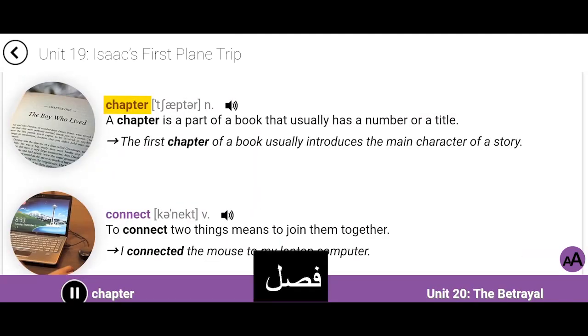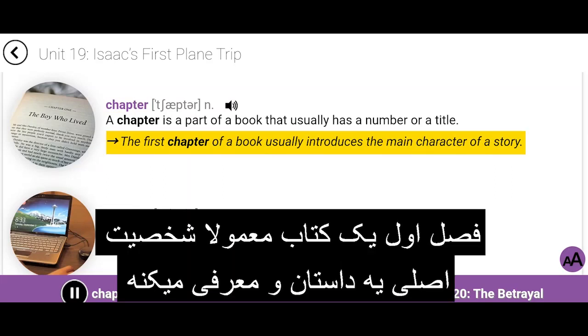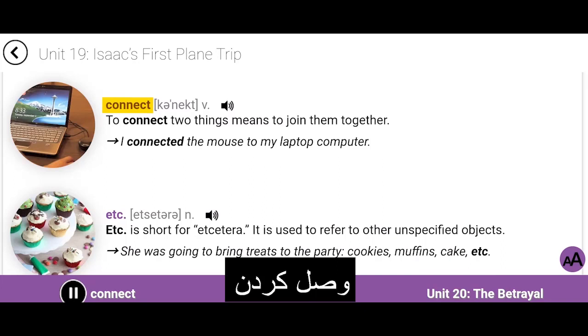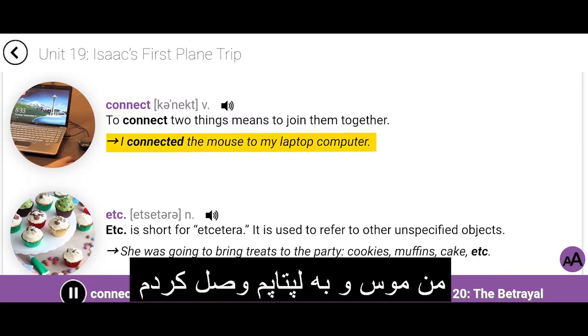Chapter. A chapter is a part of a book that usually has a number or a title. The first chapter of a book usually introduces the main character of a story. Connect. To connect two things means to join them together. I connected the mouse to my laptop computer.